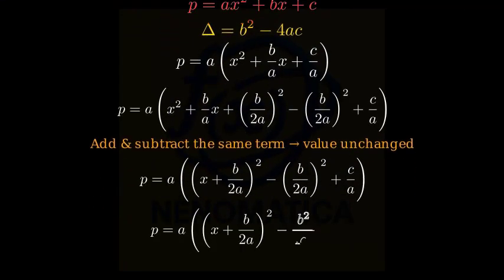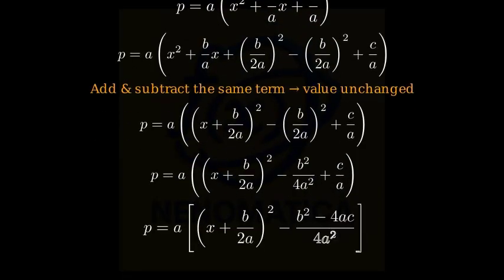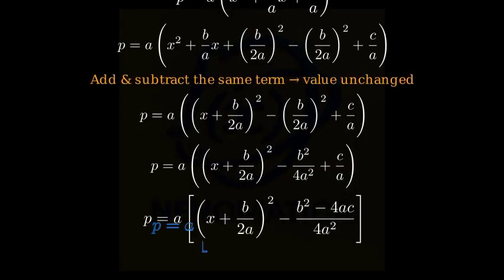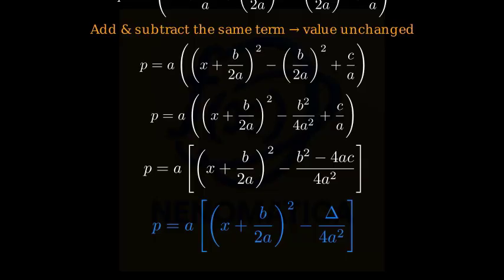Then combine the constants, negative b squared over 4a squared plus c over a. Put those constants over a common denominator 4a squared. The result in the brackets is minus b squared minus 4ac over 4a squared. That numerator is the discriminant, delta, so we write p equals a times the quantity x plus b over 2a squared minus delta over 4a squared.